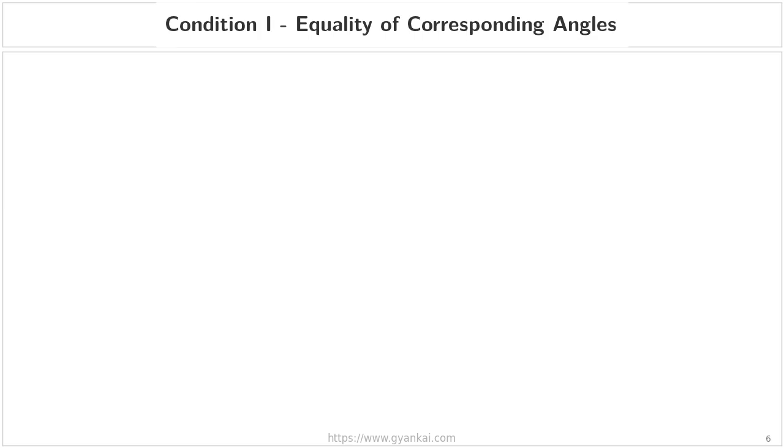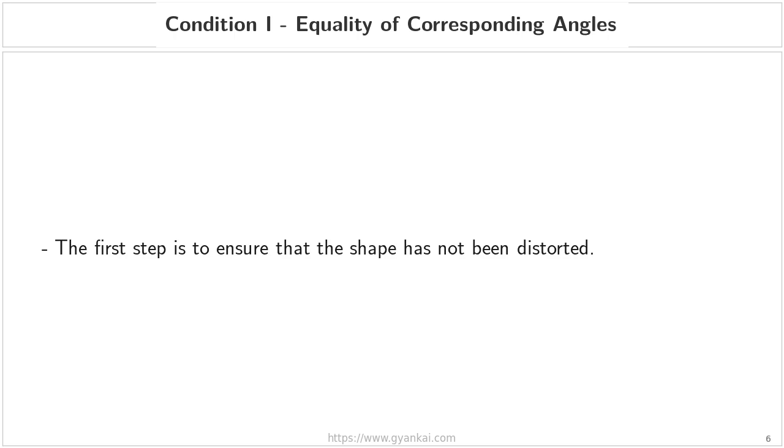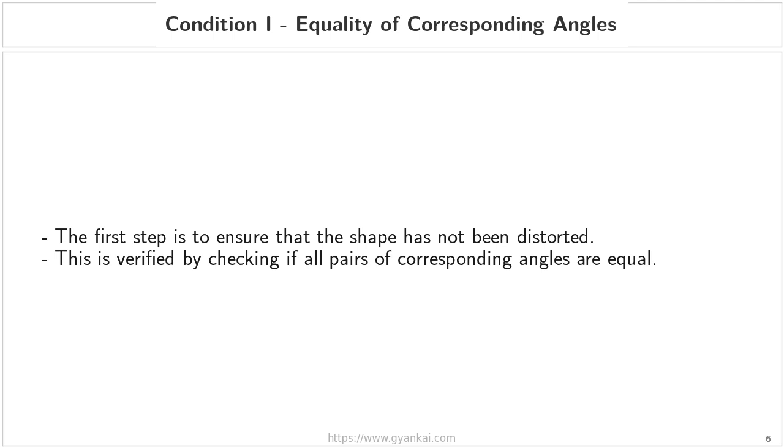Condition I: equality of corresponding angles. Now that we have established how to identify which parts of our figures match up, let's move on to the first of our two essential requirements for similarity. The first step in our verification process is to ensure that the shape itself has not been distorted or stretched unevenly. To do this, we must verify that all pairs of corresponding angles are exactly equal.